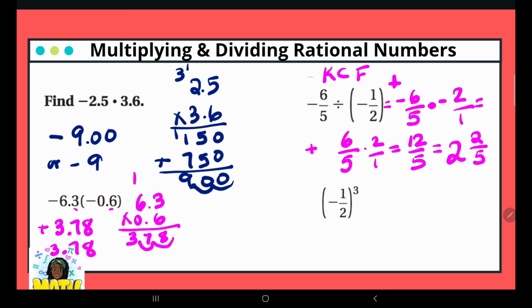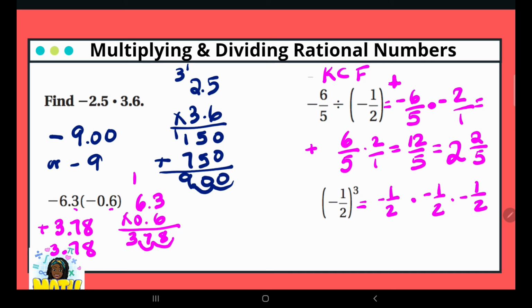Now let's take a look at the third example. I recently posted a video on exponents, so if you struggle with exponents, you can go ahead and take a look at that video. I think it's titled 6.5 Exponents. Now here we're going to multiply negative 1 over 2 times negative 1 over 2 times negative 1 over 2.